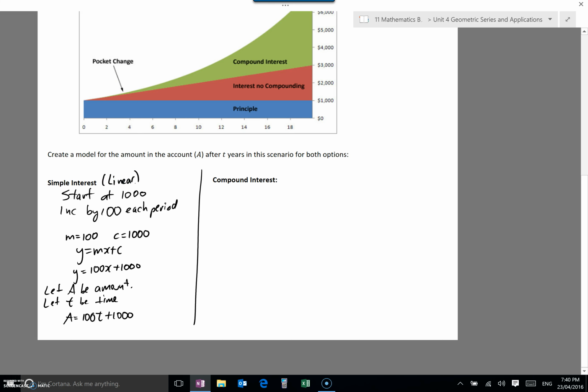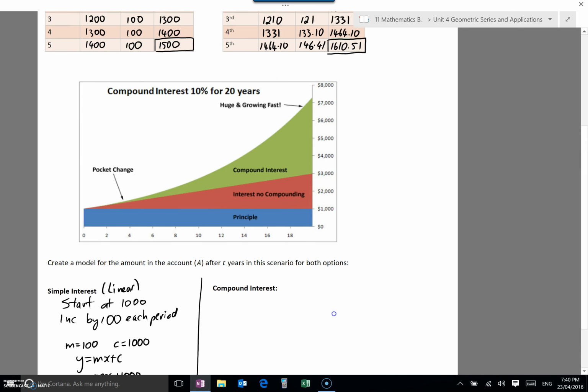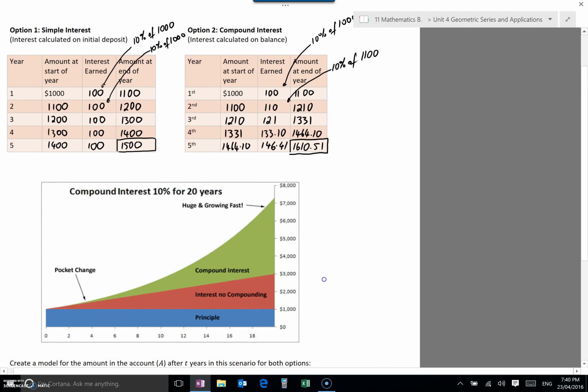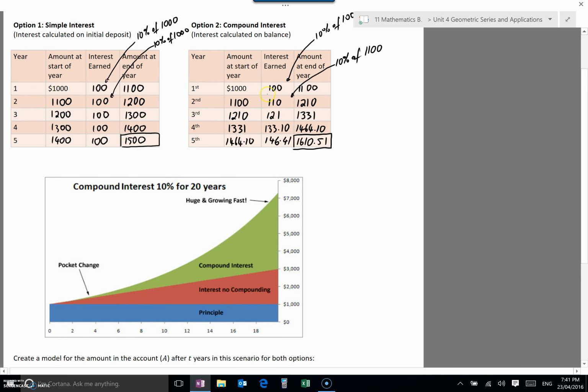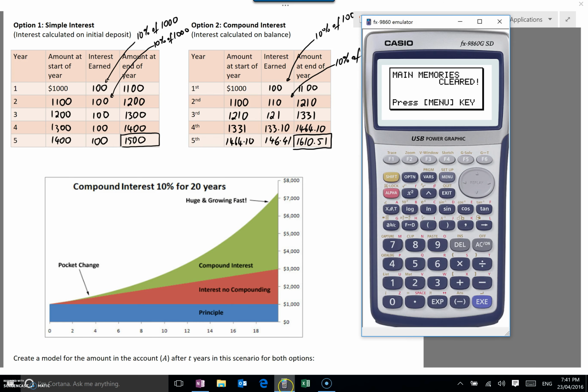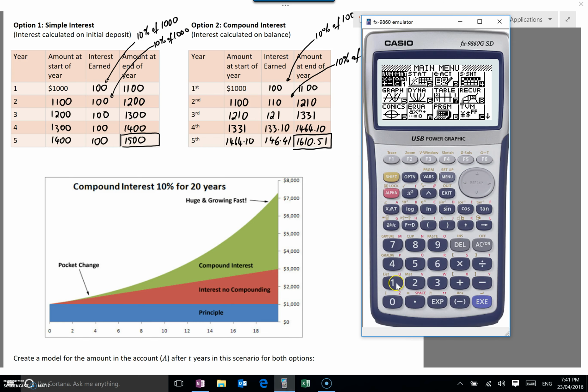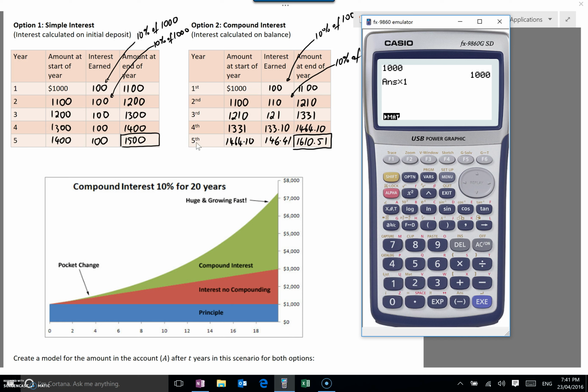The one we're really focusing on is the compound interest. If we have a look back and look at what's happening, the amount we start with again is 1,000. How much is it increasing by each year? What we're really doing is increasing it by 10% each year. If I take some of these values, so if I took 1,000, what I started with, times it by 1.1, I'll get the amount at the end of the first year. Times it by 1.1 again, I'll get 1,210.